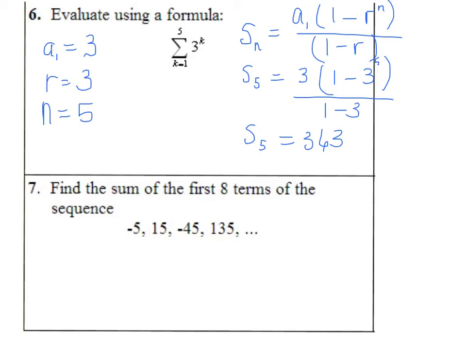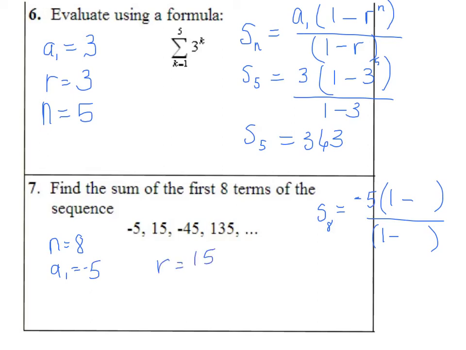Okay, number 7 is really important on here, and I would really like for you to pay attention, because one of the problems that you can have is when you have positive, negative, positive, negative. All right, so the same thing. We're going to find the sum of the first 8 terms. So I need s sub 8 is equal to, and a sub 1 is negative 5. Okay, so this is 1 minus, and this is 1 minus. So I have n is 8, a sub 1 is negative 5, and r is going to be 15 over negative 5, which is negative 3.